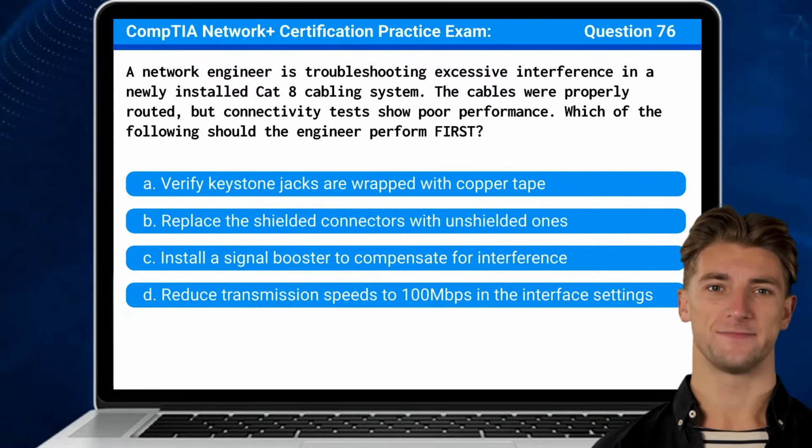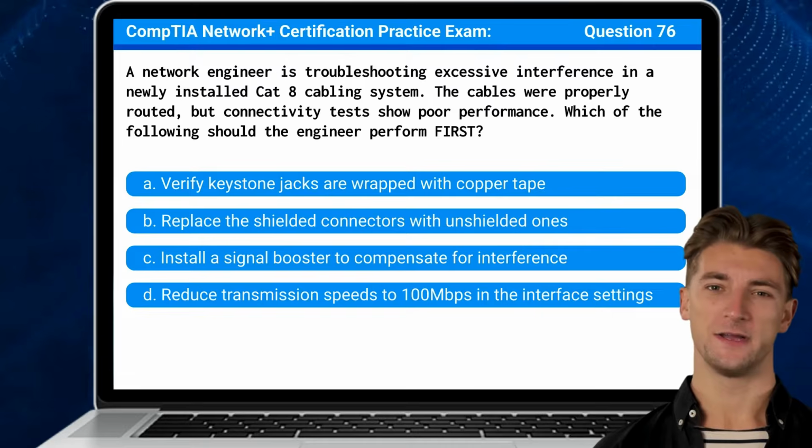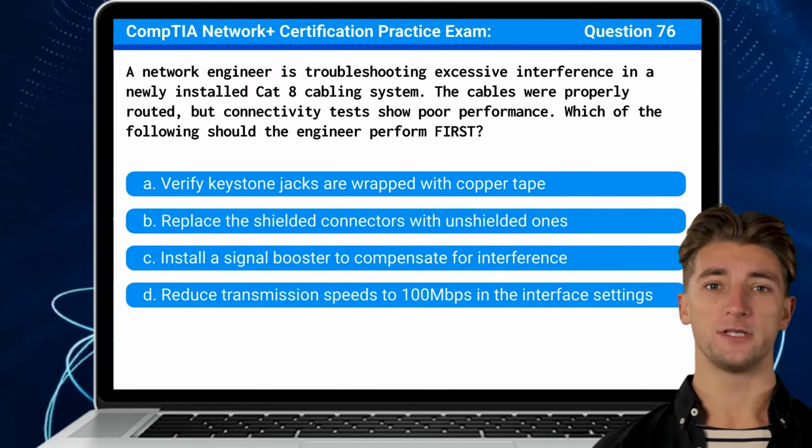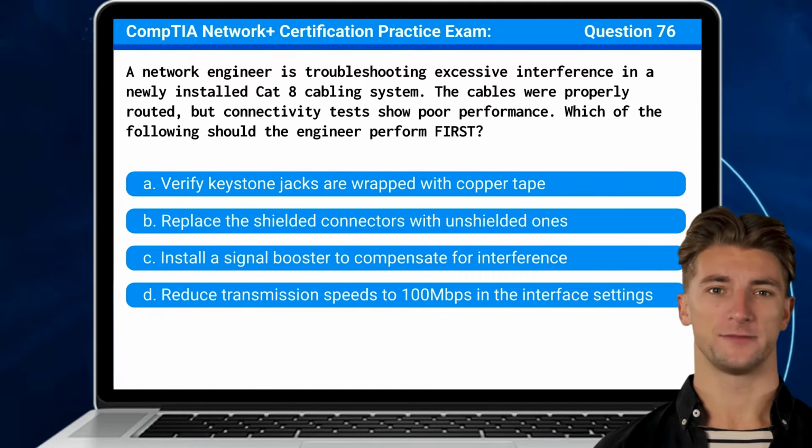Question 76. A network engineer is troubleshooting excessive interference in a newly installed Cat8 cabling system. The cables were properly routed, but connectivity tests show poor performance. Which of the following should the engineer perform first?